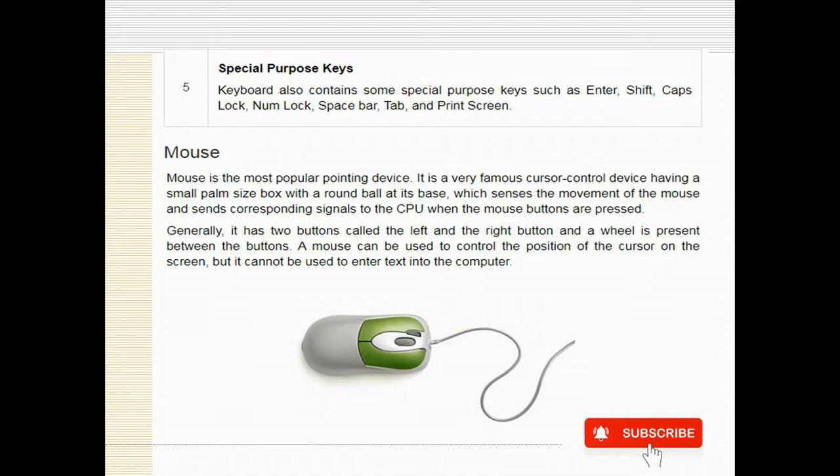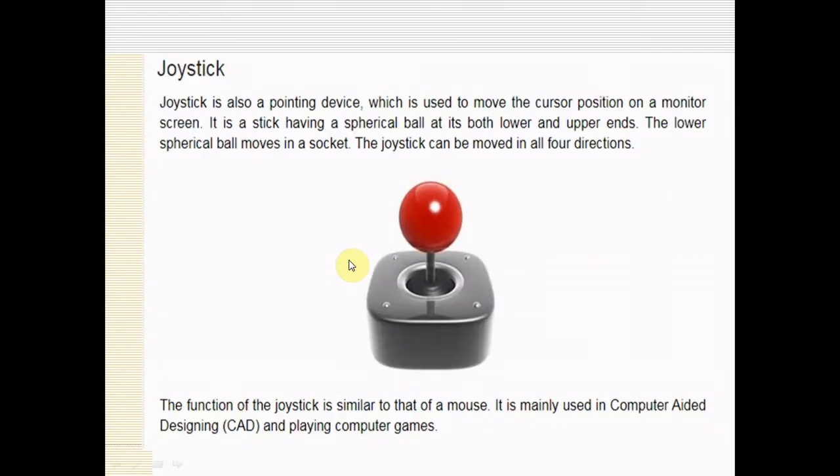Joystick. Joystick is also a pointing device which is used to move the cursor position on a monitor screen. It is a stick having a spherical ball at both its lower and upper ends. The lower spherical ball moves in a socket. The joystick can be moved in all four directions. The function of the joystick is similar to that of a mouse. It is mainly used in computer aided designing, CAD, and playing computer games.